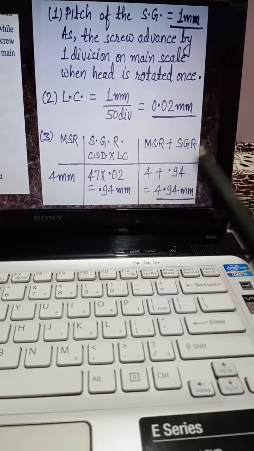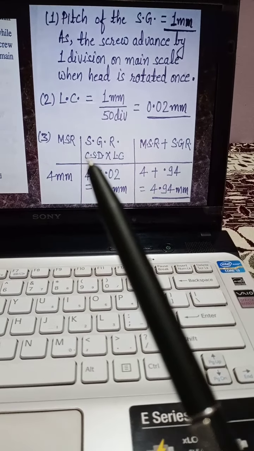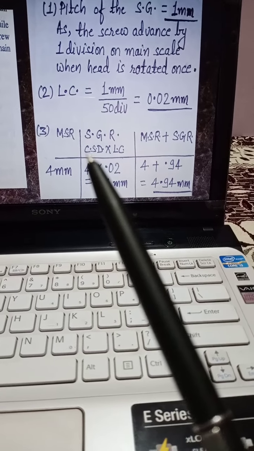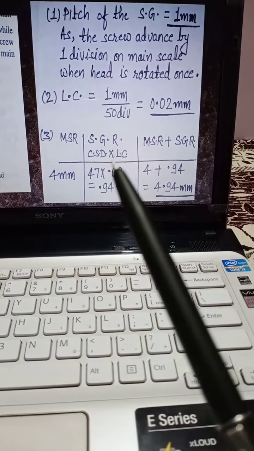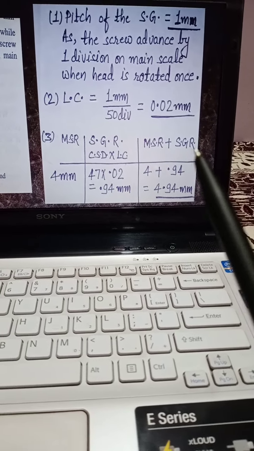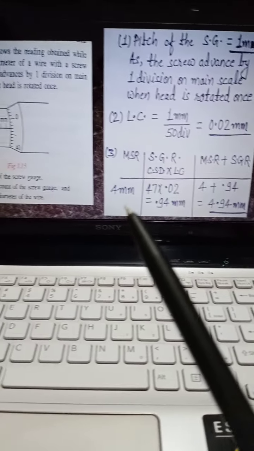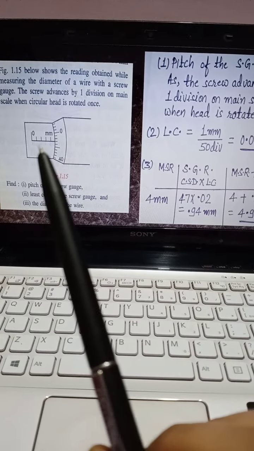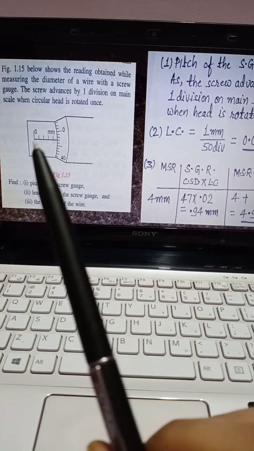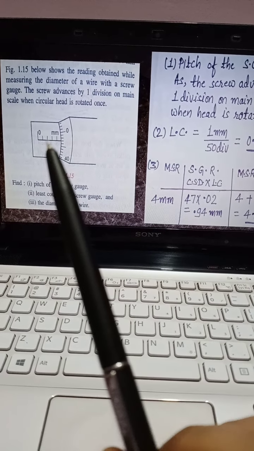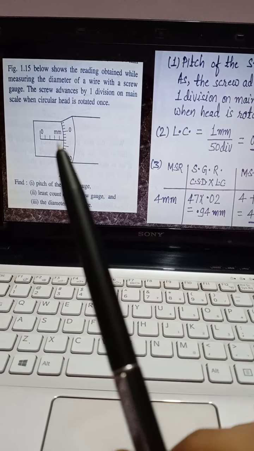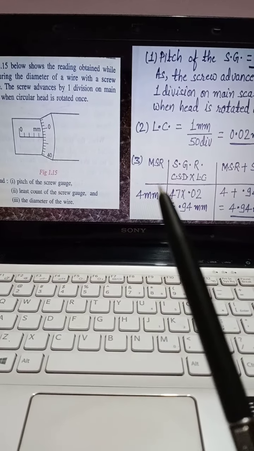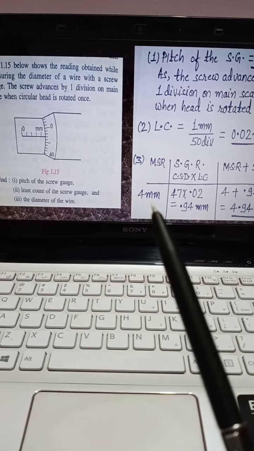And then again we are going to use the tabulation: MSR, SGR means screw gauge reading, which is equal to circular scale division into least count, and then we are going to add it. So according to the diagram given, what is the reading of the main scale? From 0 it has started, so 1 2 3 4, it has crossed 4 mm on this mark, therefore MSR is equal to 4 mm.